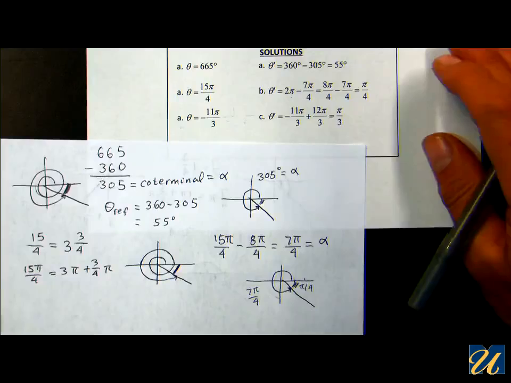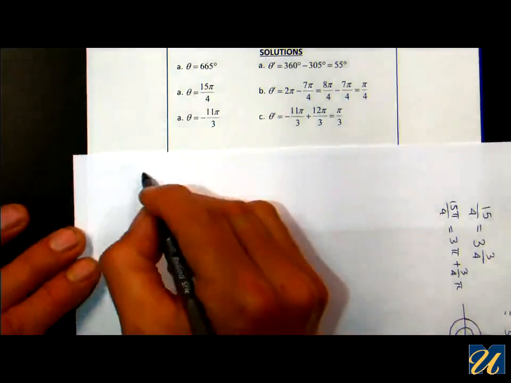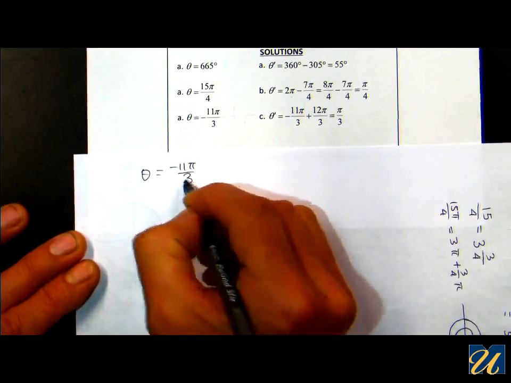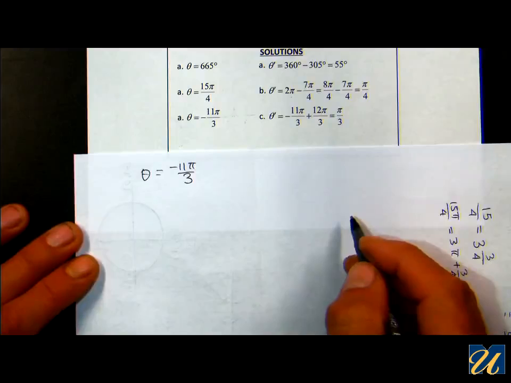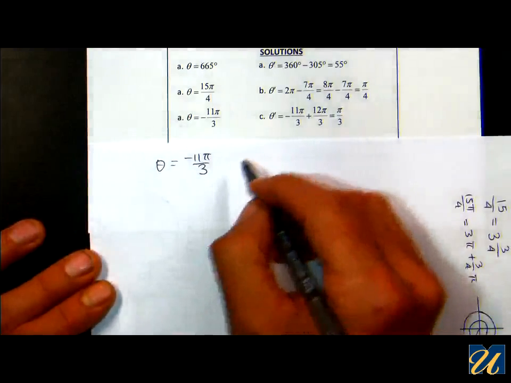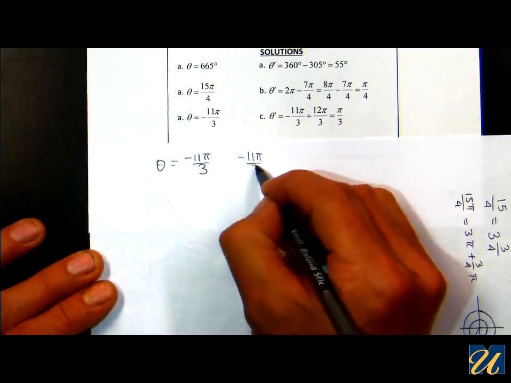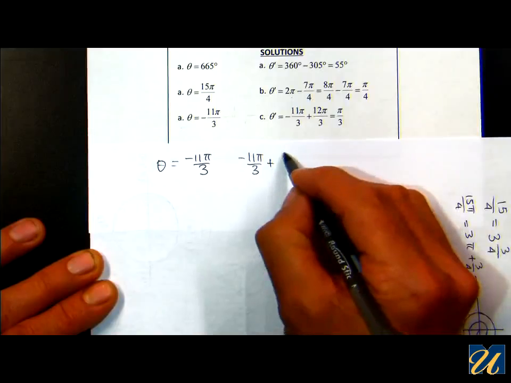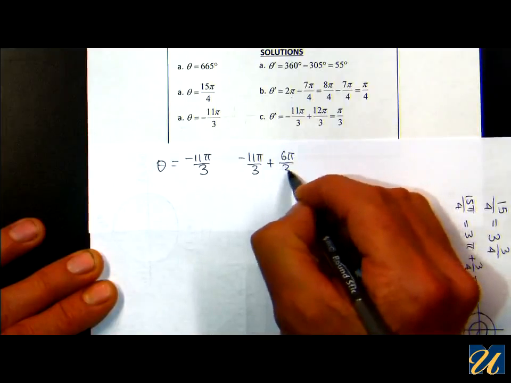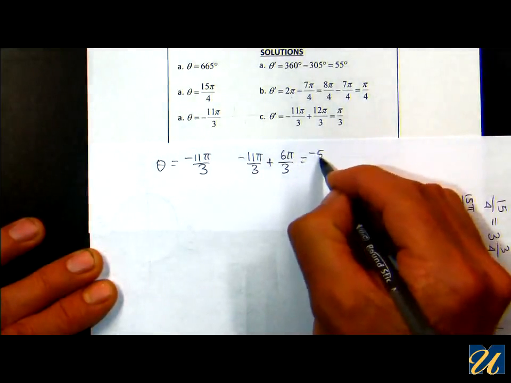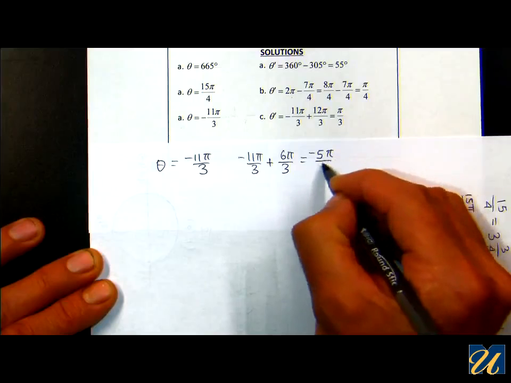Okay, lastly, we have a negative angle here. So we have negative 11 pi over 3. That's our given angle. If we add 2 pi to that, negative 11 pi over 3 plus 2 pi, let's write that as 6 pi over 3, that's going to give us still a negative angle, negative 5 pi over 3.